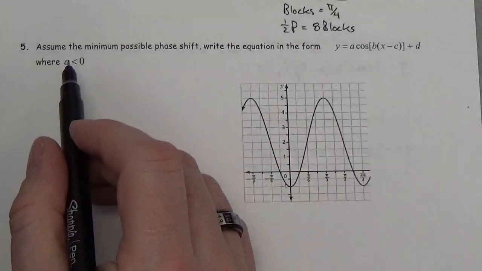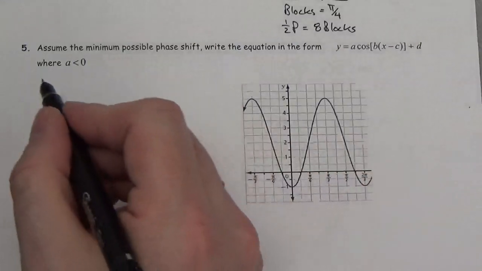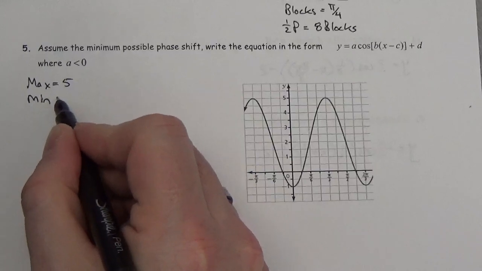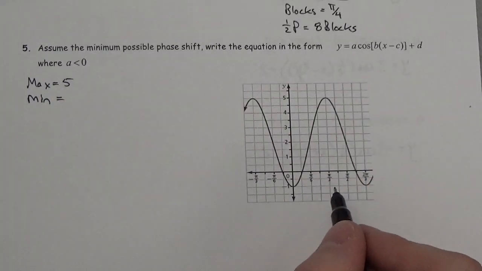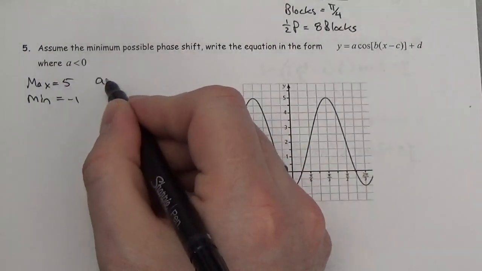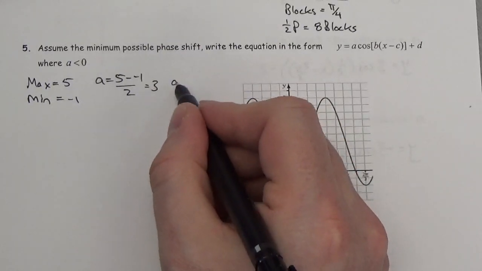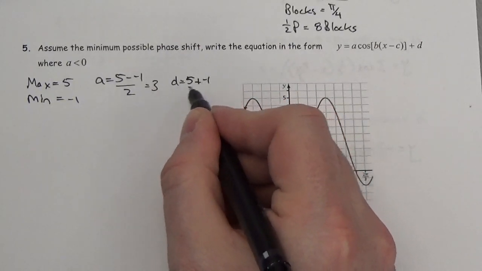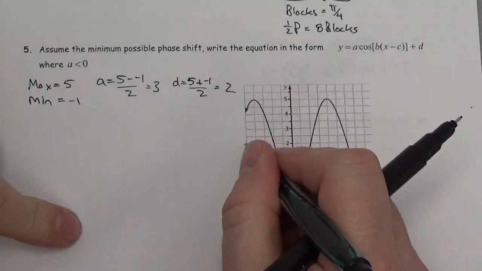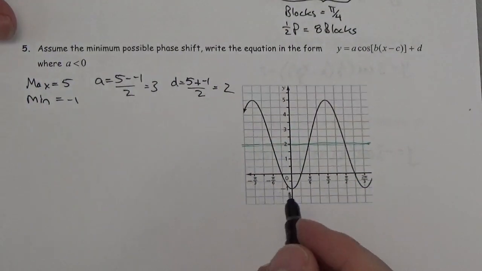Okay, this question says, assume the minimum possible phase shift, write the equation in the form with cosine, but this time where a is less than 0. We start the same place here. Maximum is 5. Our minimum is -1. So a is going to be max minus min over 2, so it's going to be 3. Our d value is going to be max plus min over 2, and that's going to be 2. I'll draw that line in the center there, just to help me out. Y equals 2.